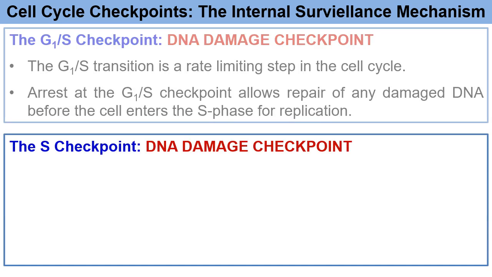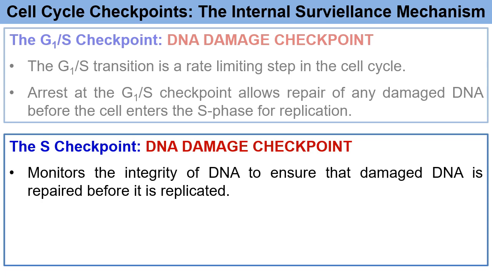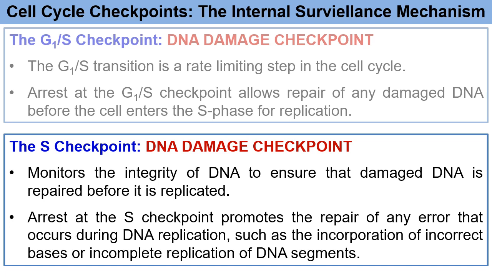The second checkpoint is the S checkpoint, which is another DNA damage checkpoint. So this particular checkpoint monitors the integrity of DNA to ensure that damaged DNA is repaired before it is replicated. Arrest at the S checkpoint promotes the repair of any error that might have occurred during DNA replication, such as incorporation of incorrect bases or incorrect replication of DNA segments.